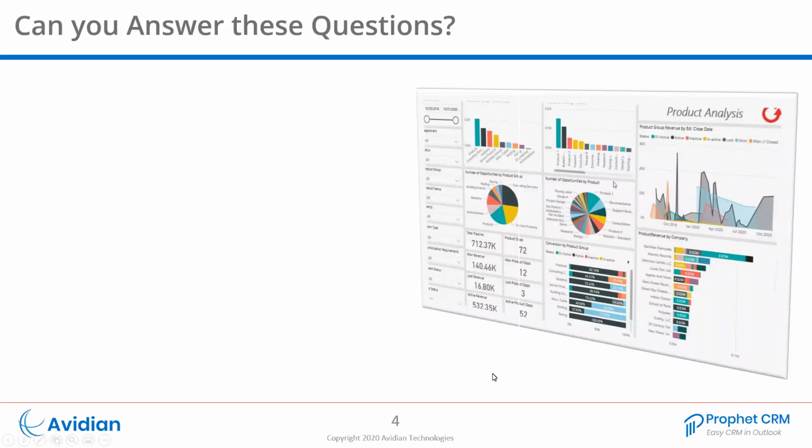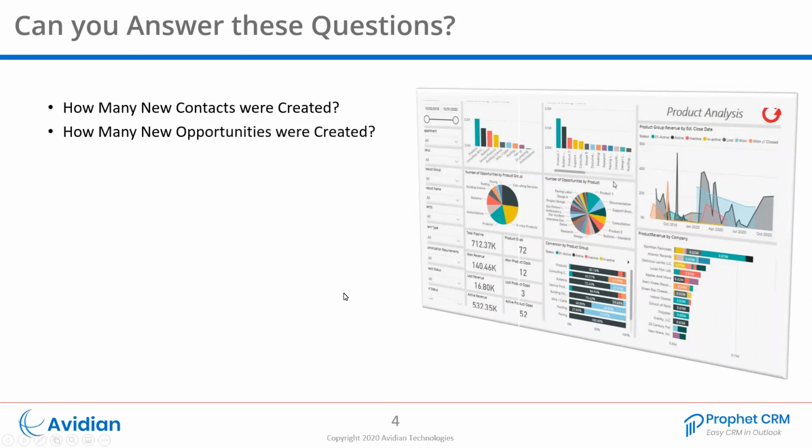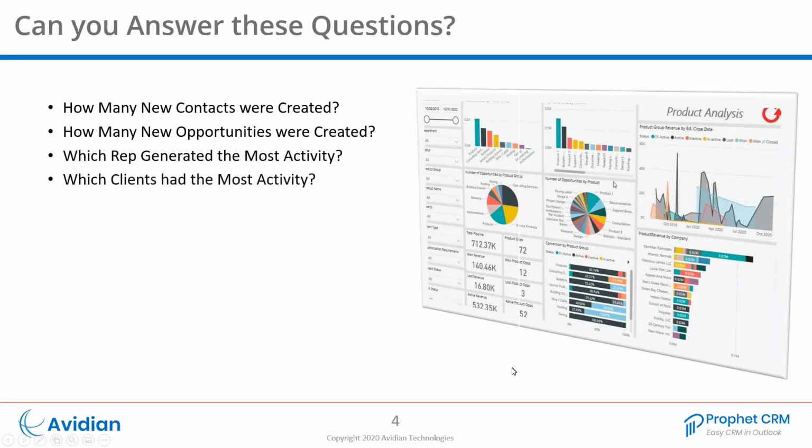But one of the key things is, why are we talking about data? Because at the end of the day, it's going to help you answer a lot of key questions, like how many new contacts were created, how many new leads or opportunities were generated, which of your people generated the most or the least activity, which clients had the most or least activity. Maybe you want to start looking at some underserved clients, which is one of the data points. How long is your sales cycle? Maybe you know that, but with a solution like Profit, you will certainly gain a better understanding of that.